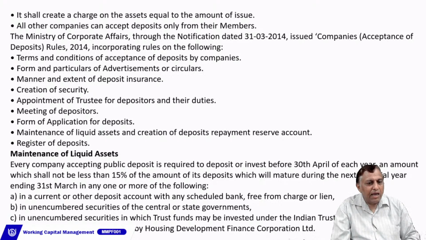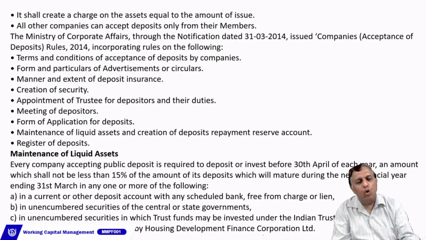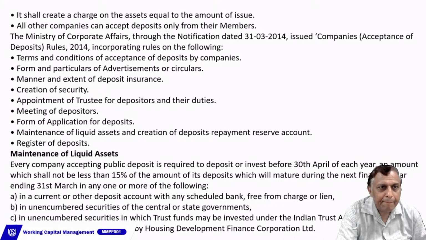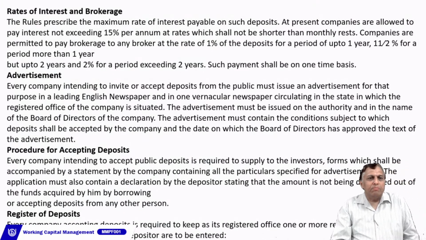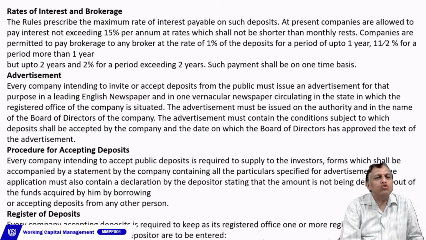In unencumbered securities of central and state governments. In unencumbered securities in which trust funds may be invested under the Indian Trusts Act 1882. In unencumbered bonds issued by Housing Development Finance Corporation Limited. So it could be one or it could be more out of these four. Rate of interest and brokerage. The rules prescribe the maximum rate of interest payable on such deposits.